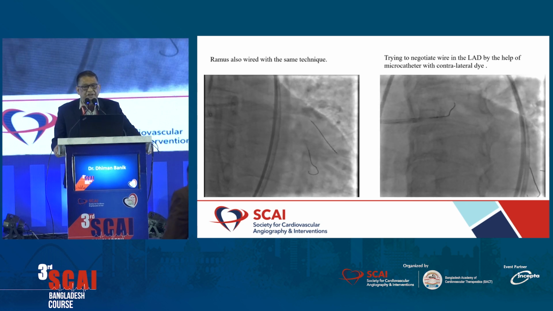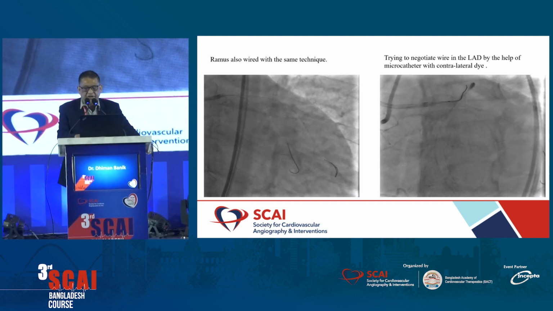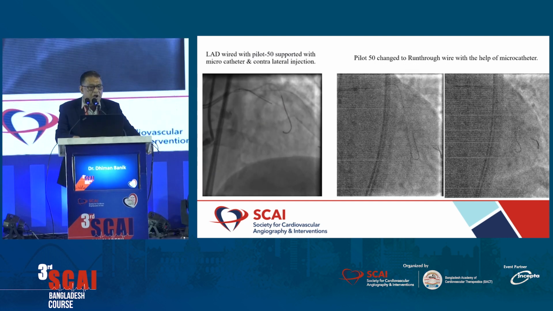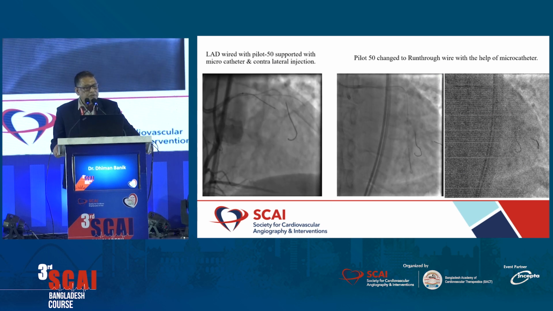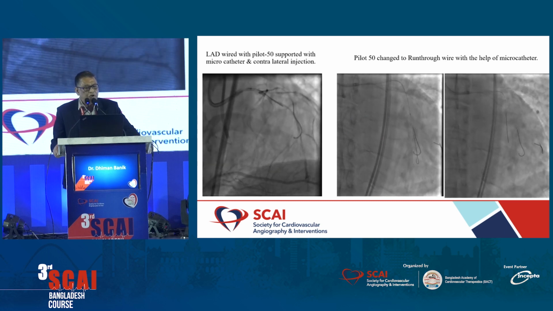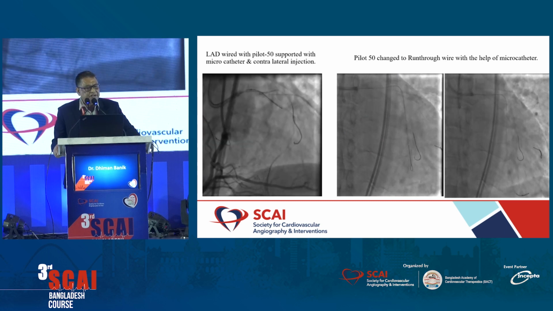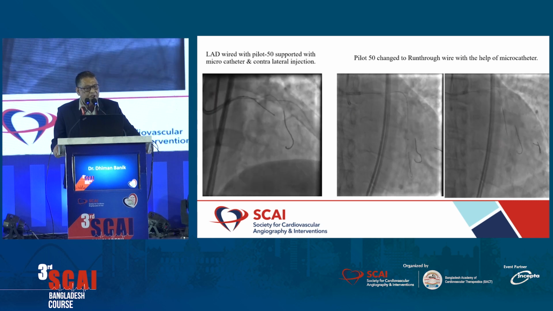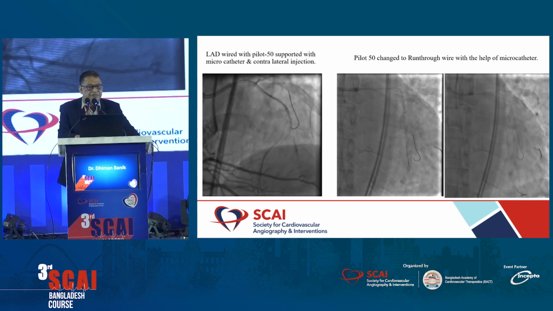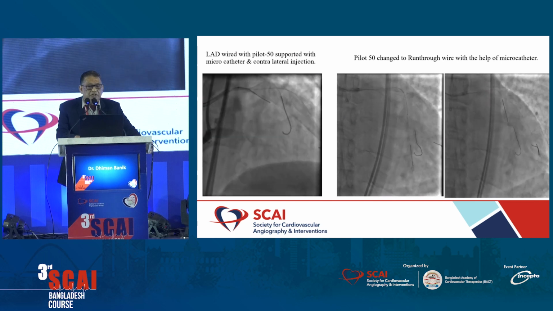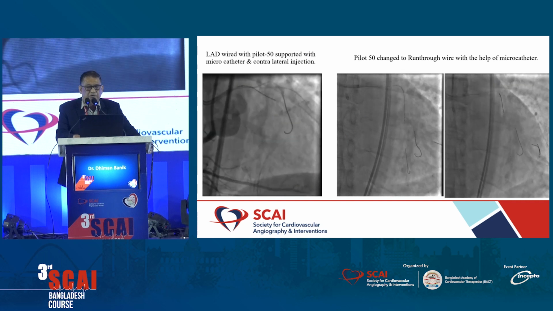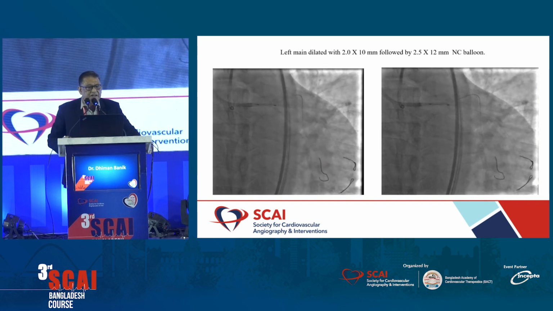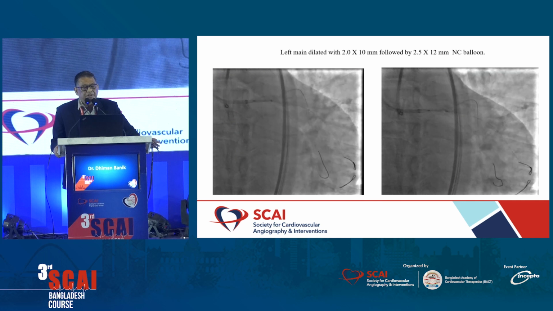So we proceeded to the last option, and we wired the ramus with the same technique, with contralateral injection, trying to negotiate the wire into the LAD with the help of a microcatheter with contralateral drive. After all effort, we could cross the wire into the LAD with contralateral injection, and we were on the right track in the antegrade CTO intervention. The Pilot 50 in the LAD was changed to a Runthrough wire with the microcatheter. The left main is dilated with a 2 x 10 millimeter followed by a 2.5 x 10 millimeter NC balloon.